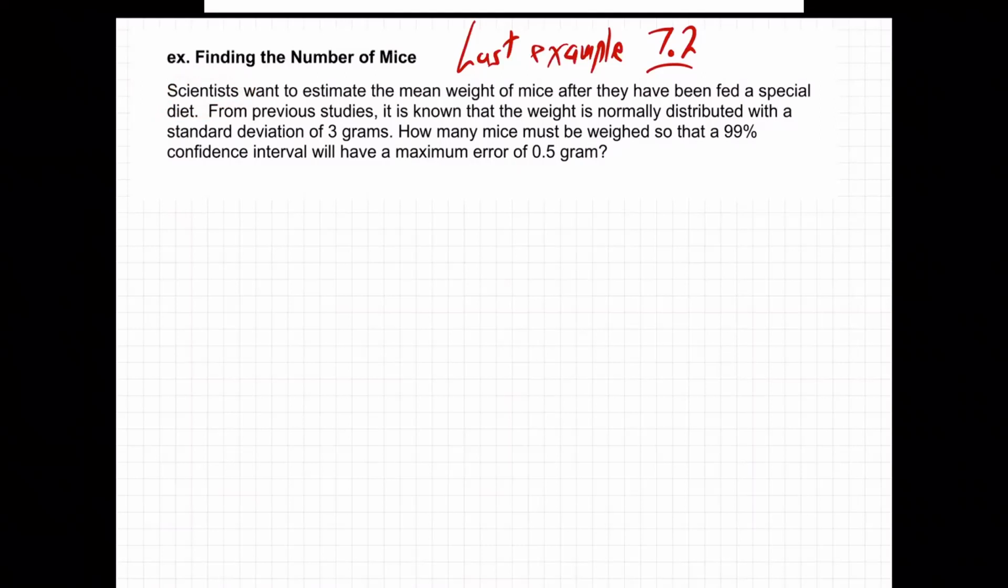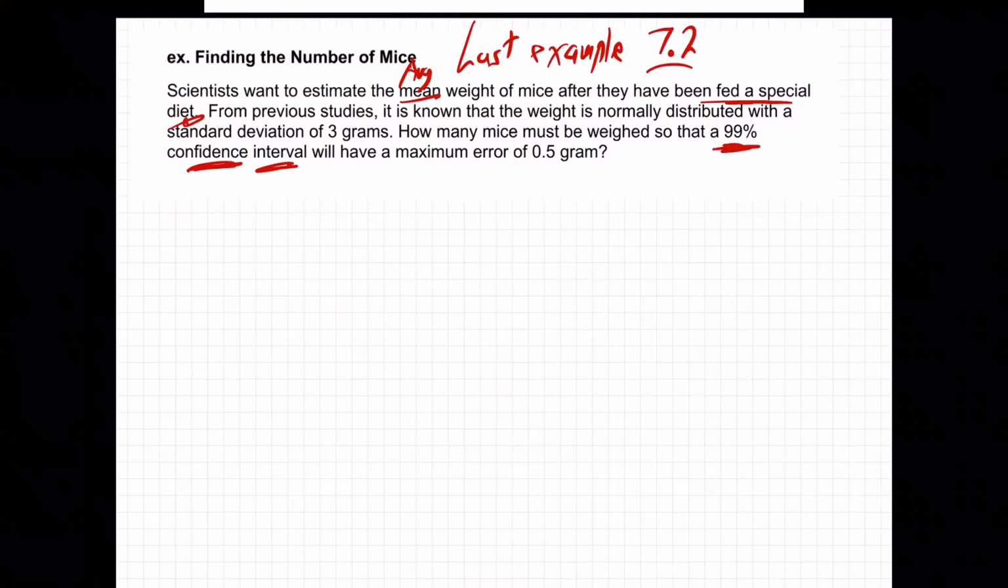So what are they doing? Well, basically they want to figure out some kind of thing about the mice, the average weight. Mean is average, right? Whenever they say mean, that's average. So they're wanting to figure out some average weight of a bunch of mice after they've been fed some special diet. They're giving them something and want to know their weight. And so they want to figure out a 99% confidence interval.